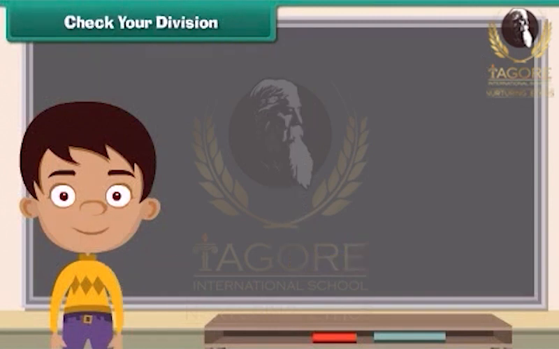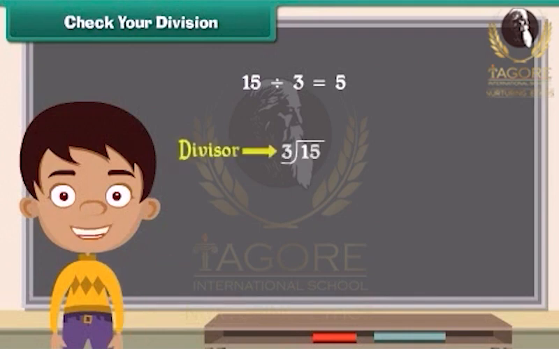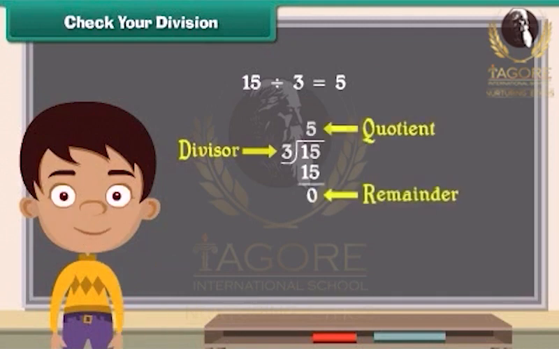Check your division. There should be a way to check your answer. Let us look into it now. You must remember that 15 divided by 3 is 5. Is this answer correct? Let us check it. Here the divisor is 3, the quotient is 5, and the remainder is 0.